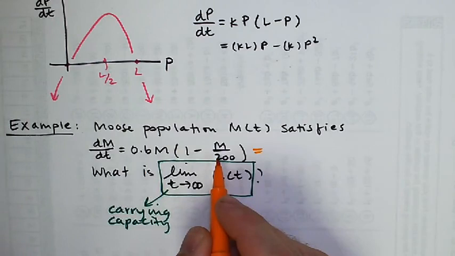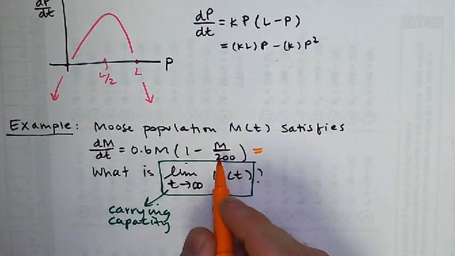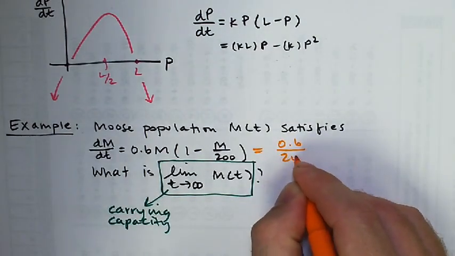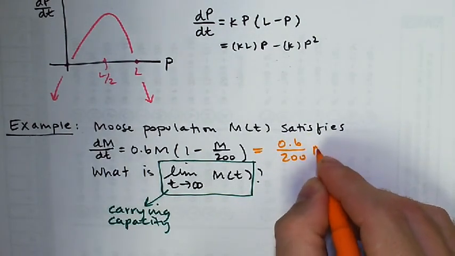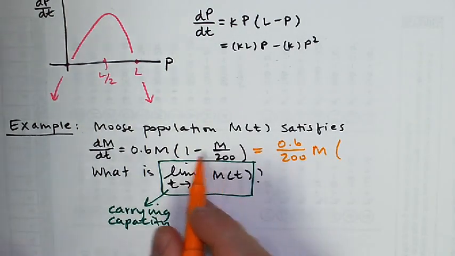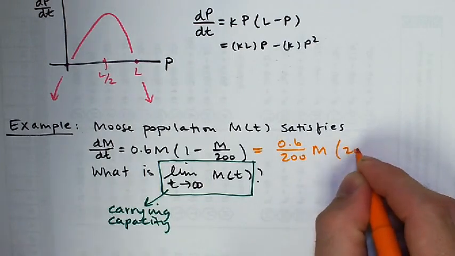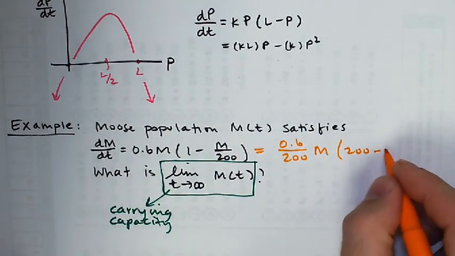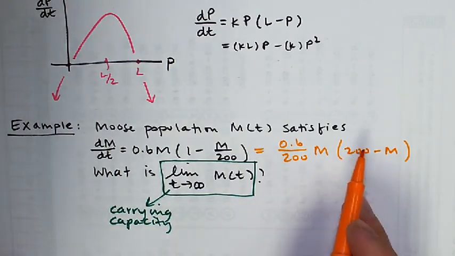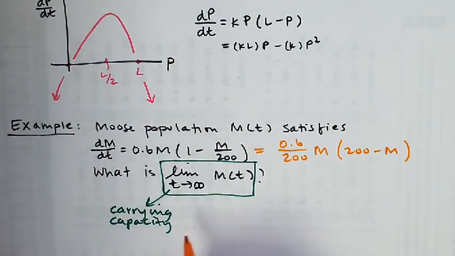So basically, if I factor out something, I'm dividing both of these things by it. So 0.6 divided by 200 times M. And if I'm dividing by 1/200th, I'm really multiplying by 200. So I'm going to multiply that by 200, and I'm going to multiply that by 200. And you could check: if I distribute the 1 over 200, that'll be 1 and 1 over 200.